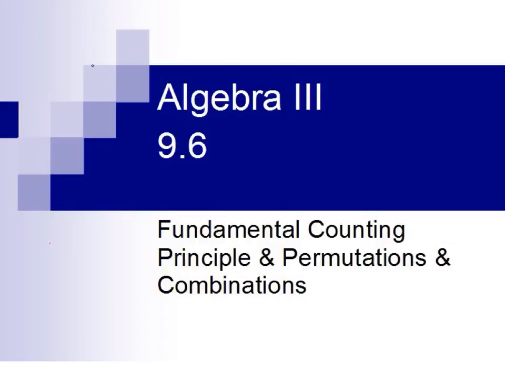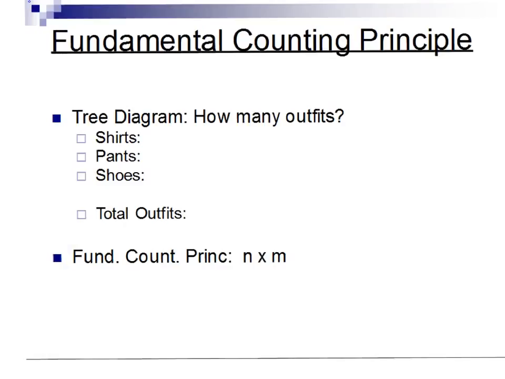All right, this is kind of a lead into probability, because when you're doing probability, you're always finding out how many ways can you do this out of the total ways it's possible. That's probability. So today we're going to work on how do you find that total ways possible to do something. So let's start off with the fundamental counting principle.